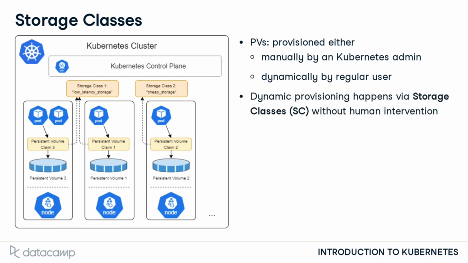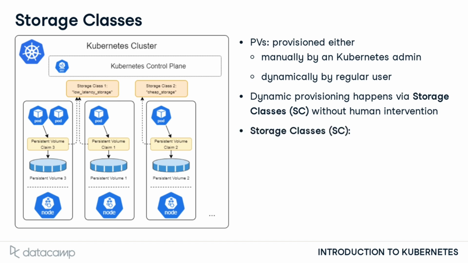We provision PVs dynamically using so-called storage classes, or SCs for short. SCs are designed to provision persistent volumes without any human intervention. They define basic properties of the PVs to be dynamically provisioned. This ensures that PVCs can be automatically matched with appropriate PVs based on storage needs. And hence this type of storage provisioning is a key enabler for automation.